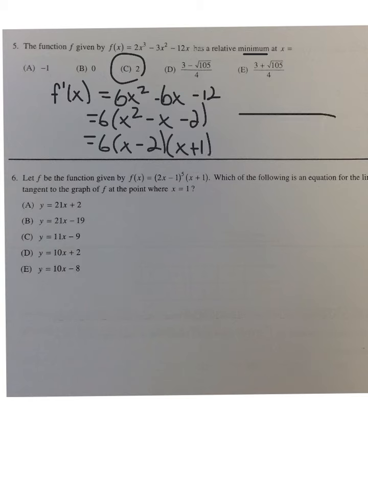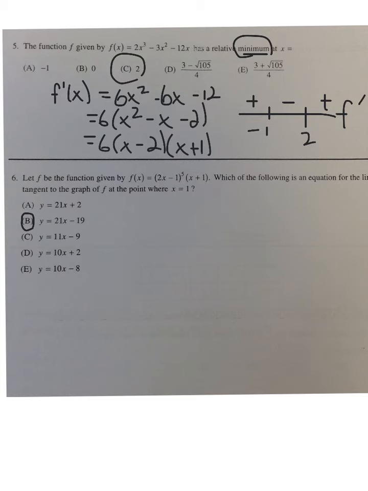Now I want to figure out maxes or mins, so I'm going to do a sign chart, and I'm going to put the zeros on there, which is -1 and 2. Those are my critical points. And I am going to do my signs, so plus, minus, plus. Now I'm looking for a minimum. Okay, so just remember, a minimum occurs when the derivative goes from negative to positive, because that means that the function is decreasing, then increasing. Okay, so that's why the answer is choice C. All right, answer is choice B.